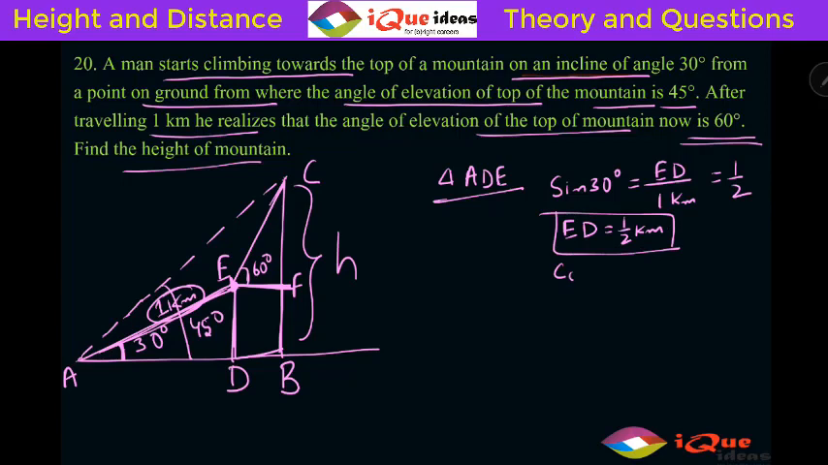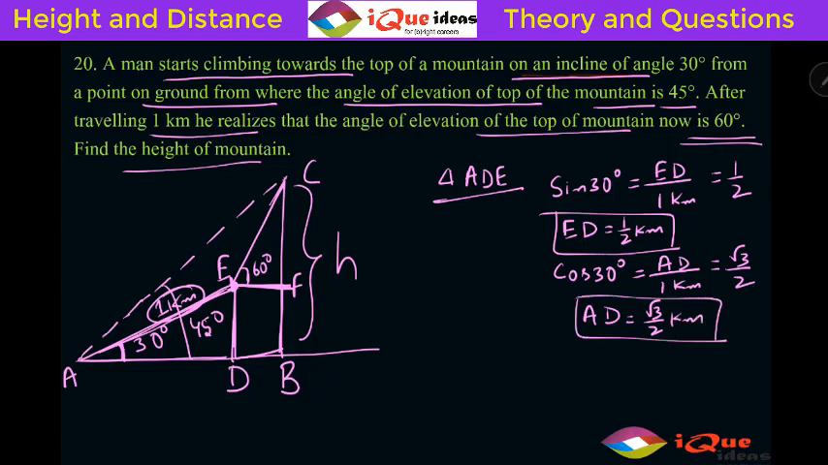Similarly, you can use cos 30 degree. Cos 30 degree will be equal to, look at 30 degree and cos will be adjacent side, so AD, divide by hypotenuse, that is 1 kilometer, and cos 30 degree is root 3 by 2. So clearly AD is equal to root 3 by 2 kilometers. Very good. Now what do we have here? Look at this carefully. This length we have calculated 1 by 2. So this also has to be 1 by 2. This length we have calculated to be root 3 by 2.